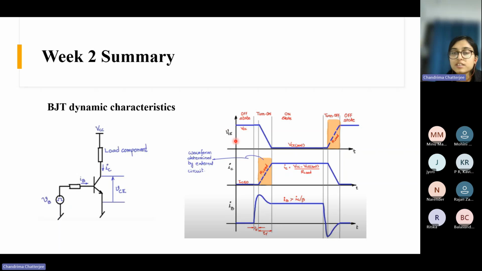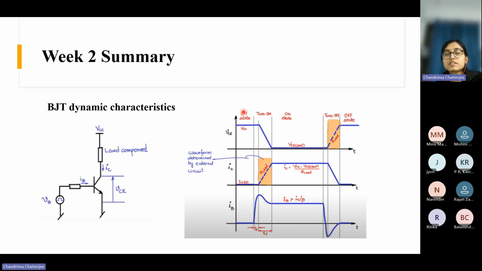We saw already VCE, the collector emitter voltage, then the collector current, and another one is the base current, which is basically our control parameter. This is the parameter that helps us to control the device, right? So here again we have divided one time period into various subdivisions.